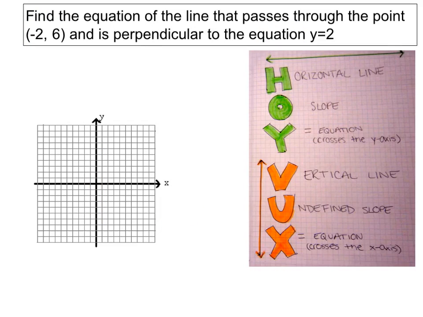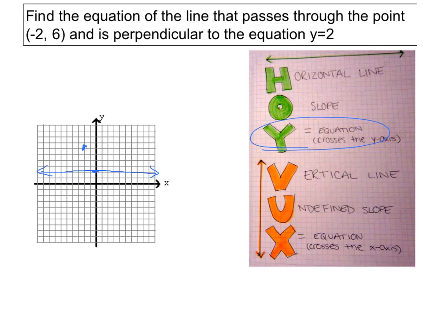It says find the equation of the line that passes through the point -2, 6, and it's perpendicular to y equals 2. Y equals 2 is going to be a horizontal line, so it crosses the y-axis here at 2. So this is what they gave me, and typically they actually give that to you in the software. They give you the line that it's supposed to be parallel or perpendicular to, and they give you this other point. And you're just supposed to figure out a specific equation.